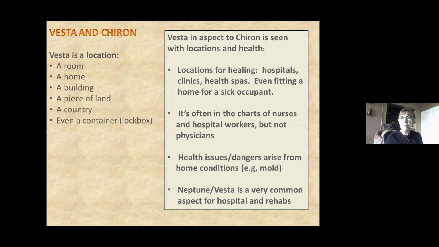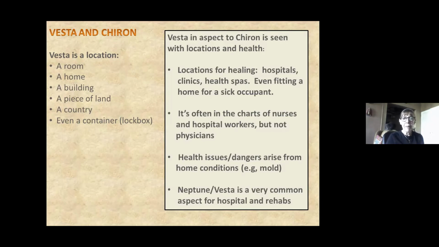When you see Vesta in aspect to Chiron, you see issues of location and health combined. Locations for healing, like hospitals, clinics, spas. Even fitting your home for a sick occupant is a Vesta Chiron event. Interestingly, it's often in the charts of nurses and hospital workers, but not in the charts of physicians.